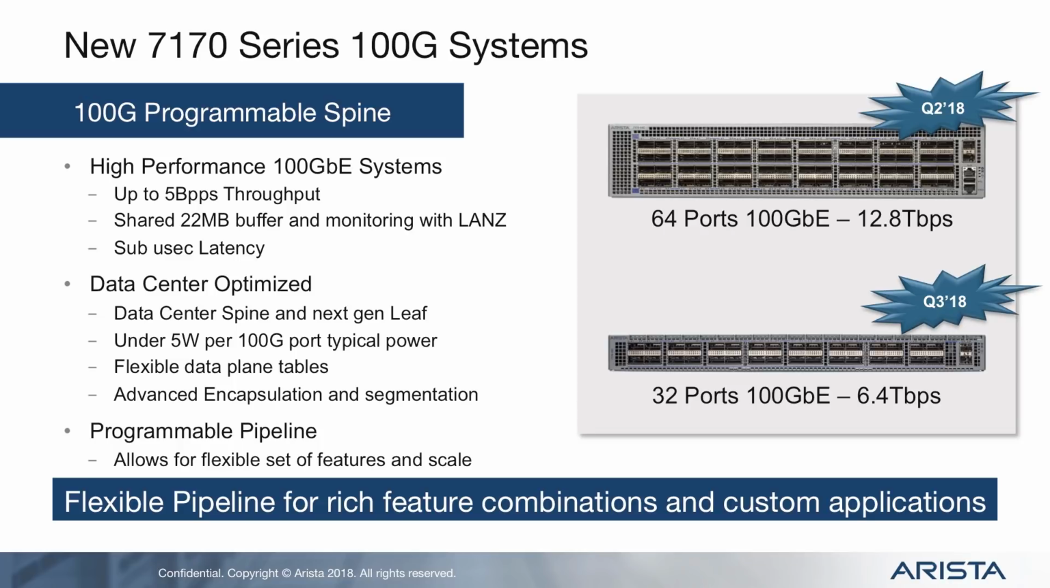Both of these systems are dense, 100 gig and programmable, and can be used at the spine or the leaf of the network depending on your requirements. Both of them are using the same Tofino programmable chipset at the heart, and they can support up to 5 billion packets a second forwarding capacity with a fully shared 22 megabyte packet buffer. Based on cut-through forwarding, we're getting sub-microsecond latency. Clearly there's always going to be some features you can turn on that will get that latency a little bit higher, and also there's ways to get the latency a little bit lower.